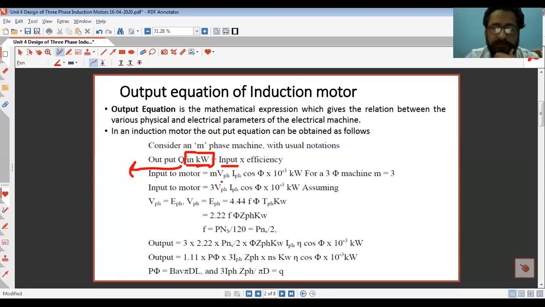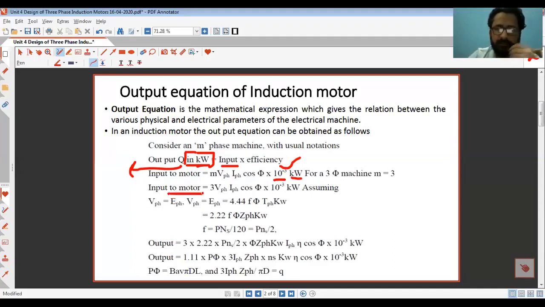So this will give you, for a single phase machine, VI cos phi. For a multiple phase machine it is into M. So if it is a three phase machine, you will multiply it with 3. If it is a single phase machine, you will multiply it with 1, right? Into 10 raised to the power minus 3, because you are measuring it in kilowatt. So that is why it is used. Generally the rating is in kilowatt only, right?